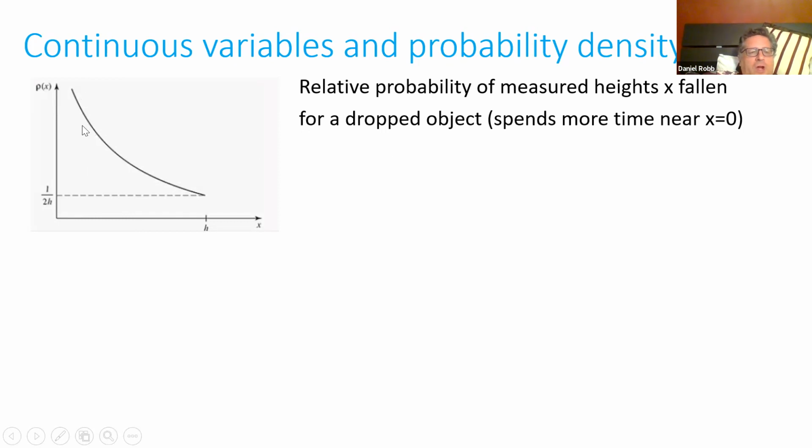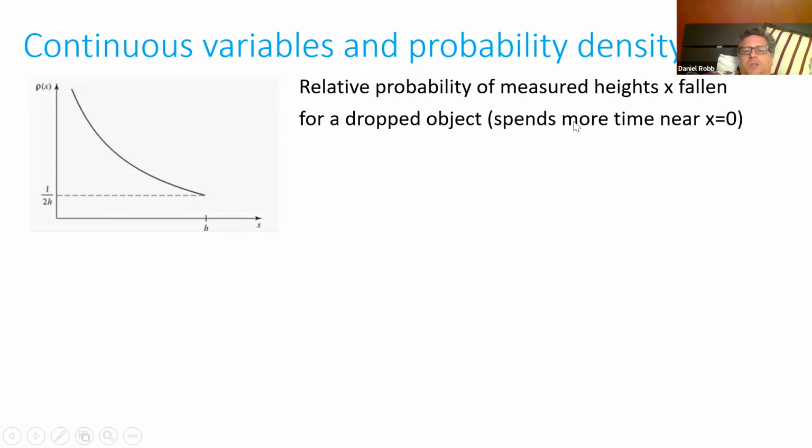So the object is dropped from x equals 0. That would be the initial drop height, and it drops a height h. This is the relative probability if we just pick a time at random during the fall and measure the height, what the probability of measuring different heights x would be.